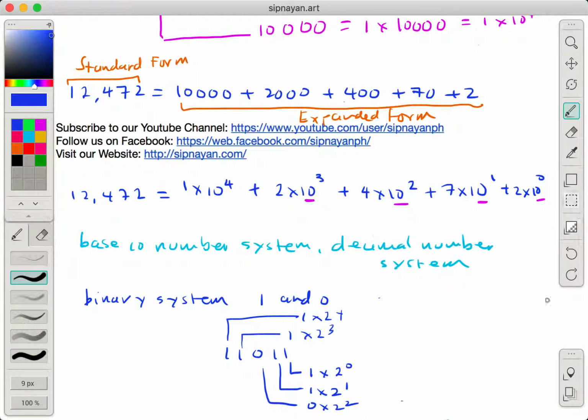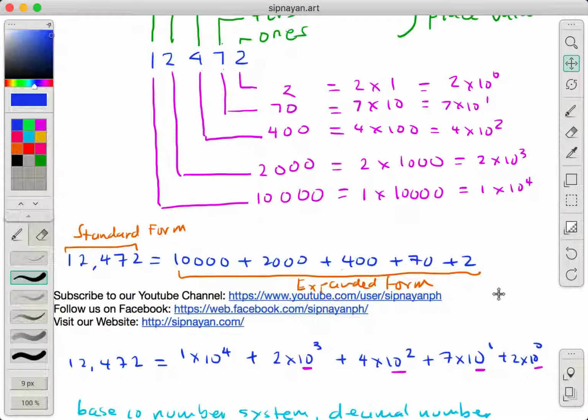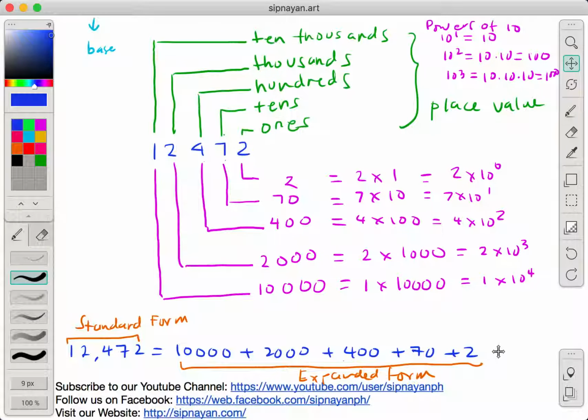Again, this is just a brief introduction of the other number system and the brief introduction to the base 10 number system or the decimal number system. Pero hindi naman talaga siya kasali dapat dito. Yung mga medyo advanced students na may narinig na ito, I guess you now know kung saan ito nanggaling. But our lesson is just this part, expanded and standard form. Okay, so that's it. Sana ay may natutunan kayo.